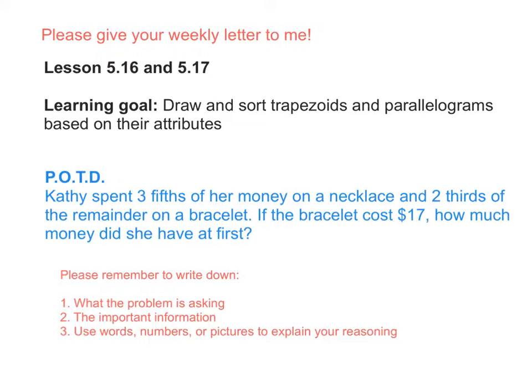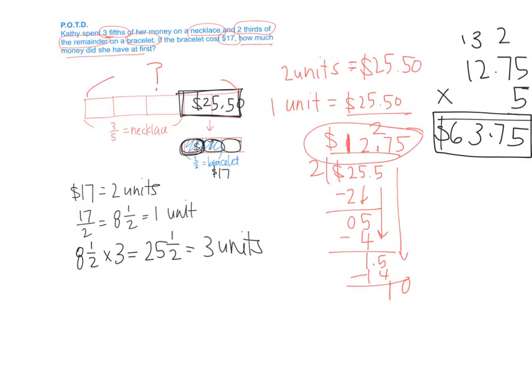Does that make sense? So today your learning goal is to be able to draw and sort trapezoids and parallelograms. So the two main shapes today that we're talking about, or two main polygons, are trapezoids and parallelograms. You need to know what makes a trapezoid a trapezoid. You need to be able to draw, specifically using angles and measurements and rulers, these different figures, okay? And parallelograms as well. Let's first talk about the problem of the day, though.